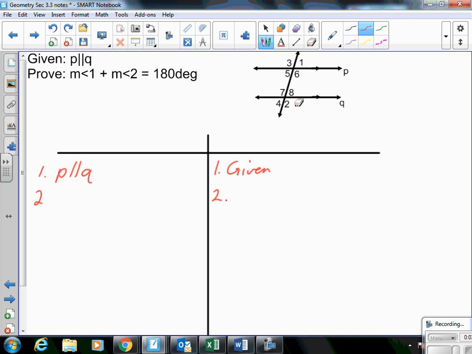But what we've got to do here is come up with a relationship between each of 1 and 2 and one other angle. So I'm going to pick number 6 here. So we can describe the relationship between angle 6 and angle 1 and angle 2. So somebody tell me, what's the relationship between angle 6 and angle 2? Anybody recognize it?